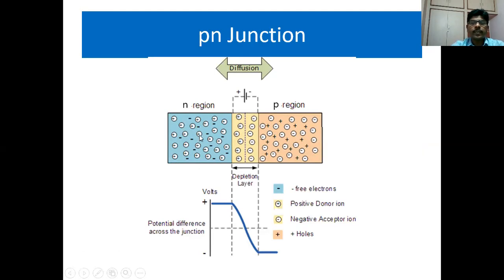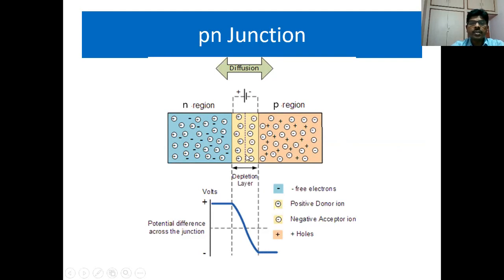In N region, we have got positive donor ions. This is because how is the N-type material formed? When a pure semiconductor is doped with a pentavalent impurity, that pentavalent impurity will give out an electron. So when it gives out an electron, it becomes a positive ion. Likewise, how do you get a P-type semiconductor? When a pure semiconductor is doped with a trivalent impurity, the trivalent impurity will accept an electron from the valence band and hence it becomes a negative ion.